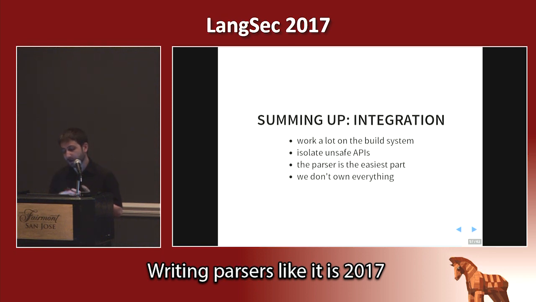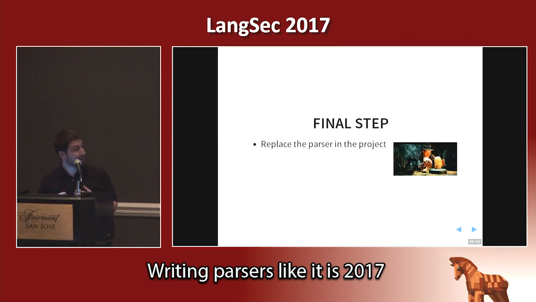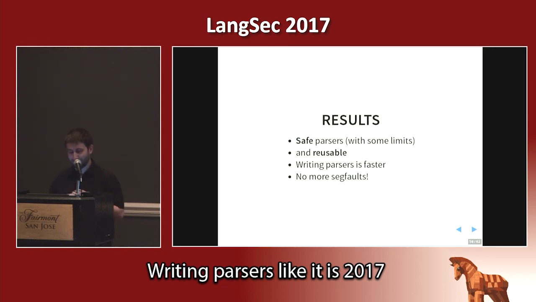So isolating unsafe API is also a great thing, because for code reviewing, the unsafe parts are just marked with red lights. So you just have to look at unsafe code. That's great for reviewing. And once you've done that, you just have to replace the parser in the project, hoping that you won't break everything, and that's nice. But really, the nicest result of this methodology was not only to write a safe parser.